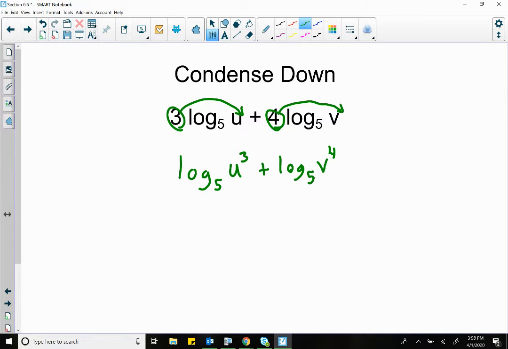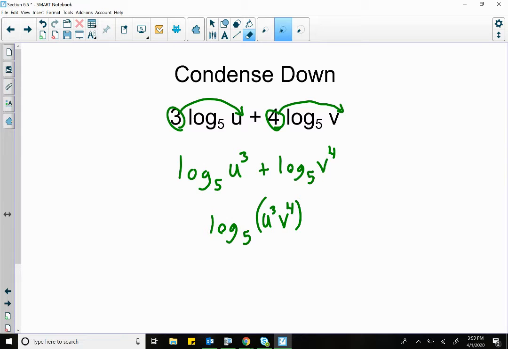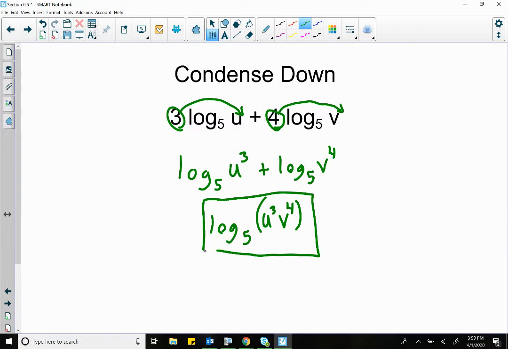Now we just take care of any addition or subtraction. Okay, what do we got going on? We have addition. So what is addition? It's multiplication. So we put it together with log base 5 of u to the third, v to the fourth in parentheses, because that's multiplication between those two. And this is what they're looking for. That's what they want. That's condensing down.